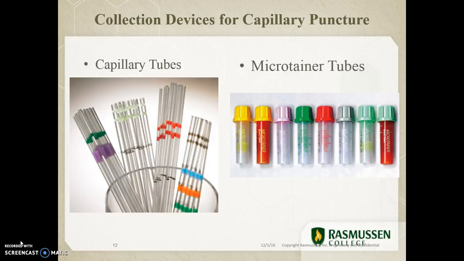And these are some devices that we use along with the capillary puncture. You can use capillary tubes or microtainer tubes. Capillary tubes are designed to pull blood into the opening of a tube, just as the vacutainer does. They can be glass or plastic. Blue-tipped tubes mean that there is no additive, and a red tip means that they have heparin to prevent clotting. Microtainer tubes are just smaller versions of your full vacutainer tubes that you used in regular phlebotomy.